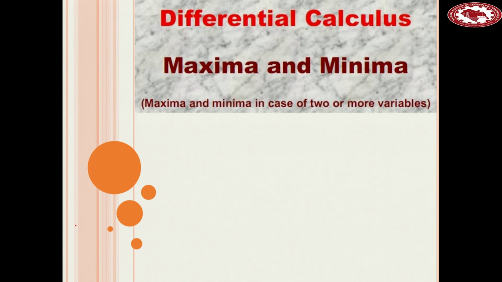Today we will discuss maxima and minima. You have already studied this topic when y is a function of only one independent variable. But today we will discuss maxima and minima in the case of two or more variables. So, let z = f(x, y) be a function of two independent variables x and y.